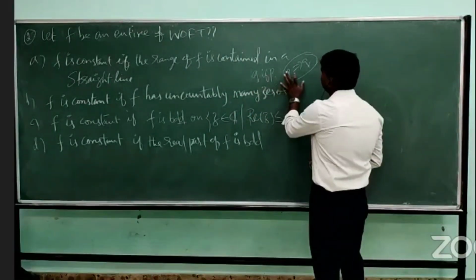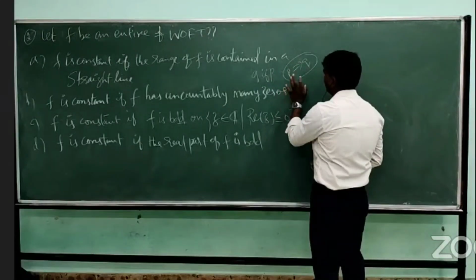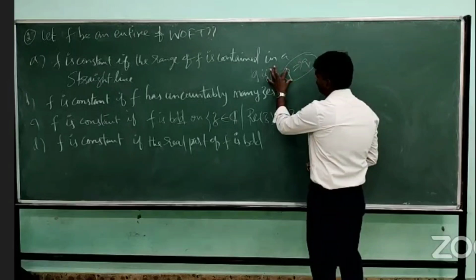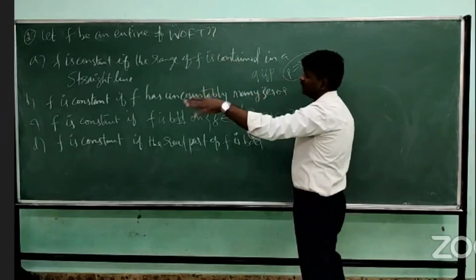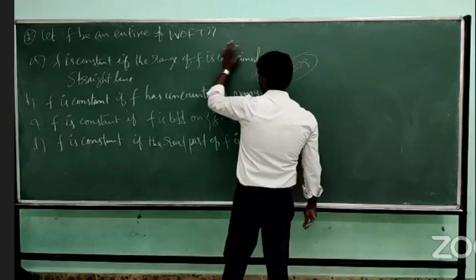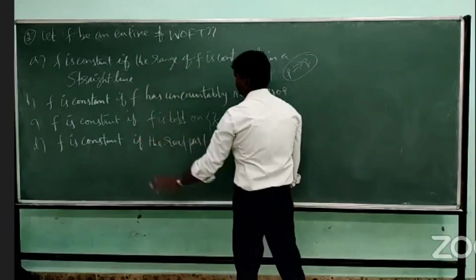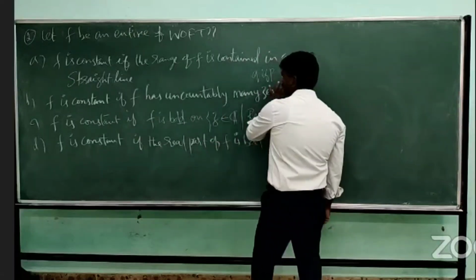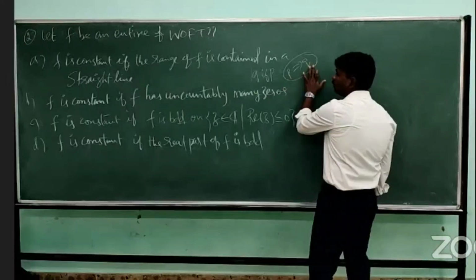If P, then Q means P implies Q. This is a hypothesis, and from that hypothesis we can conclude Q. What is your P statement? What is your Q statement here? Given f is an entire function, we don't know. This is your P statement. If the range of f is contained in a straight line, this implies f is constant. Same thing here, this is your P statement. Once you know the P, from that P we can conclude Q.